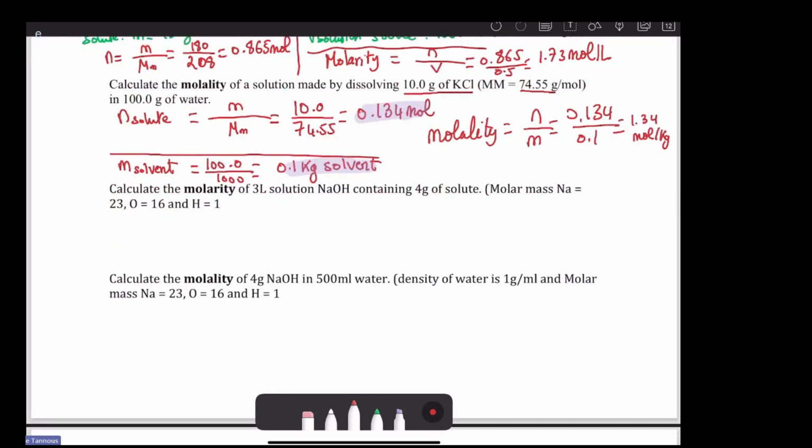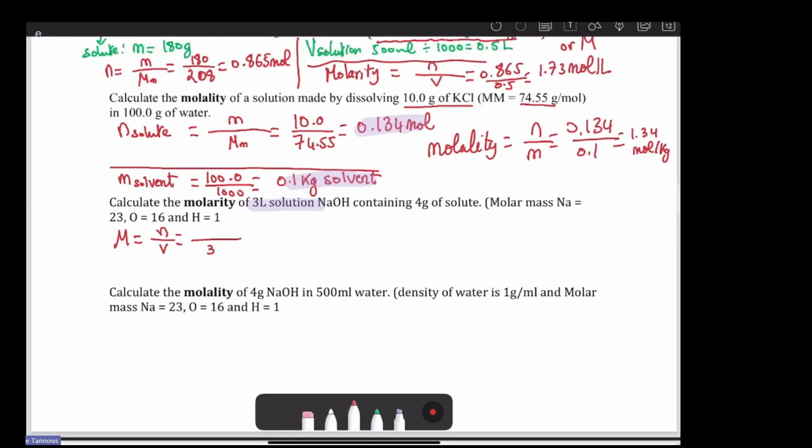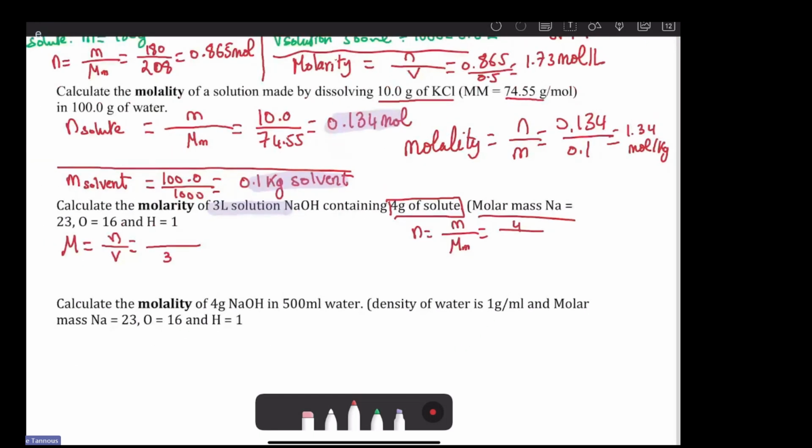Another example. Calculate the molarity. Again, I need the molarity, which is mole over volume, of a 3-liter solution. So the volume is given to me in liters. So the volume is correct. I'm okay with it. There's no change to the volume. Containing 4 gram of solute, molar mass is given. So for the solute, I need to change the mass into mole. So it's 4 gram over the molar mass. Molar mass of Na is 23, O is 16, H is 1.